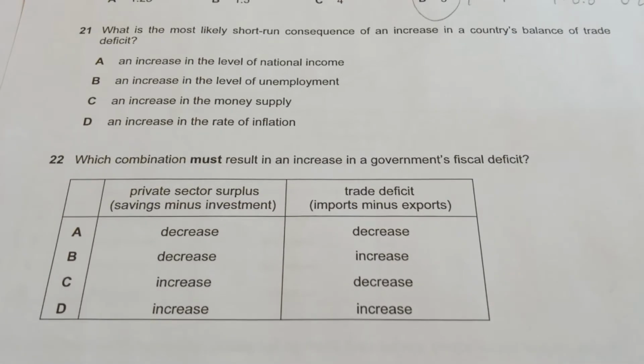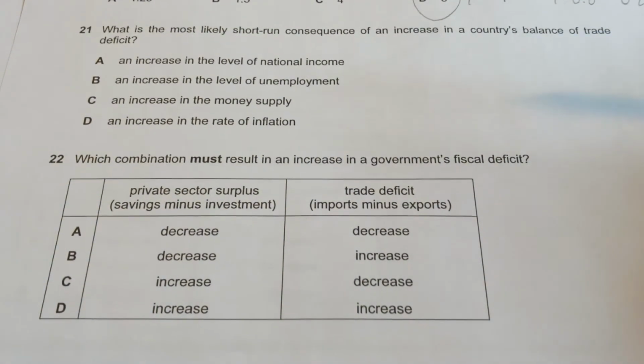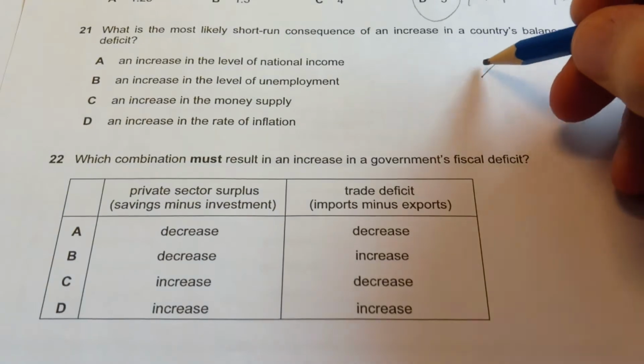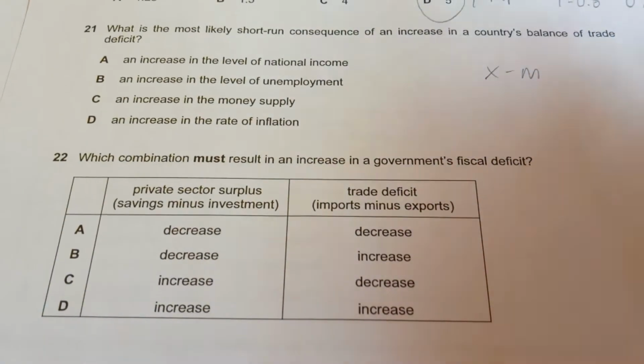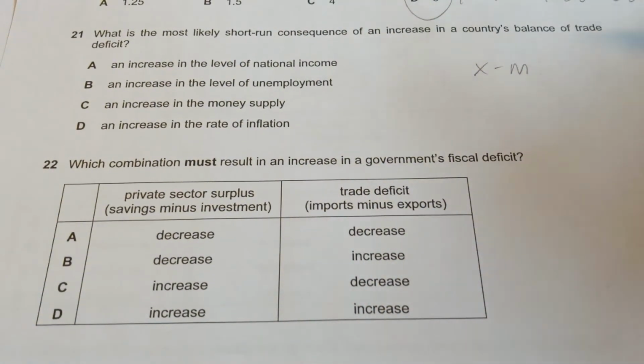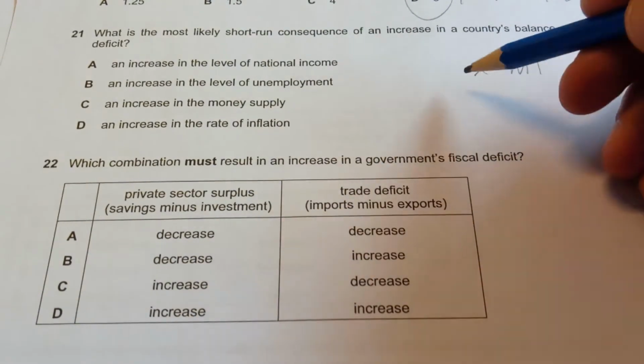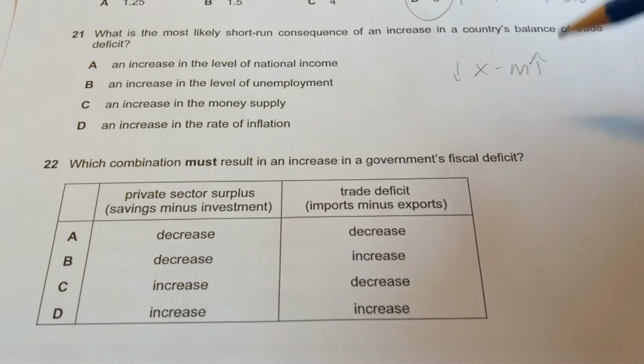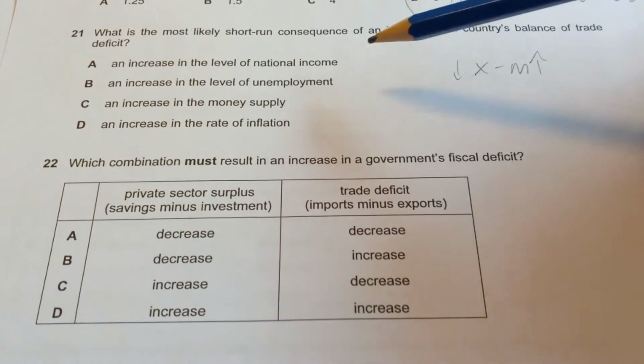So what is the most likely short-run consequence of an increase in a country's balance of trade deficit? Okay, so just think about this. This is simply x minus m that we're thinking about here. So what will be the impact of this? If imports are rising, exports perhaps falling, what would the short-run consequence be?